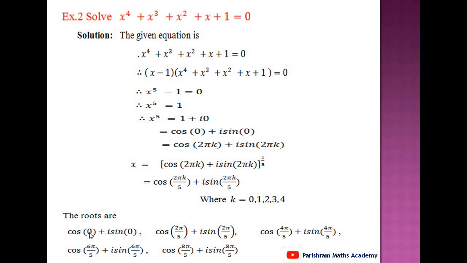Now here, cos of 0 plus i times sin of 0, its value is 1. This 1 is the root of x minus 1 equal to 0. Therefore, the first root is the root of x minus 1 equal to 0. The remaining 4 roots are the roots of x raised to 4 plus x cube plus x square plus x plus 1 equal to 0.